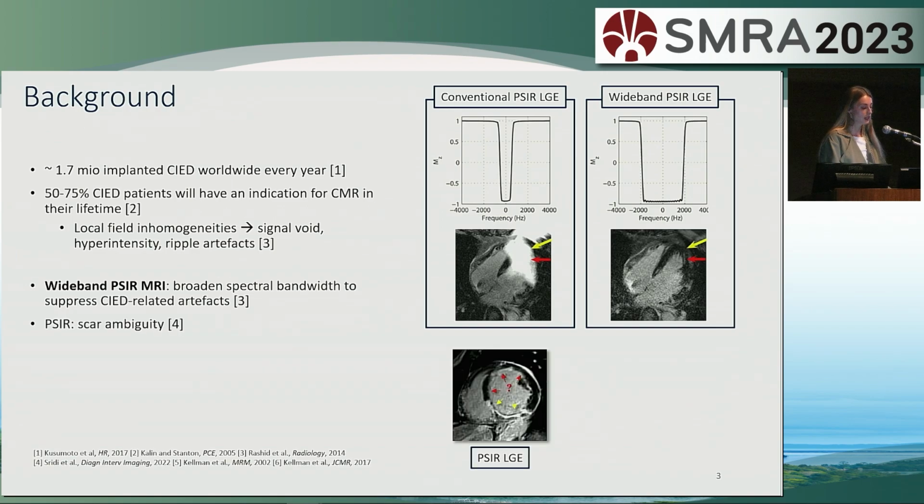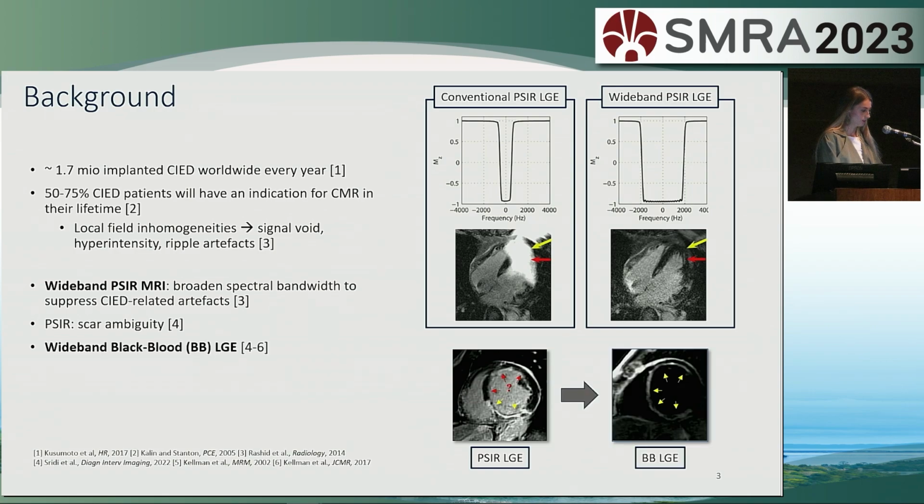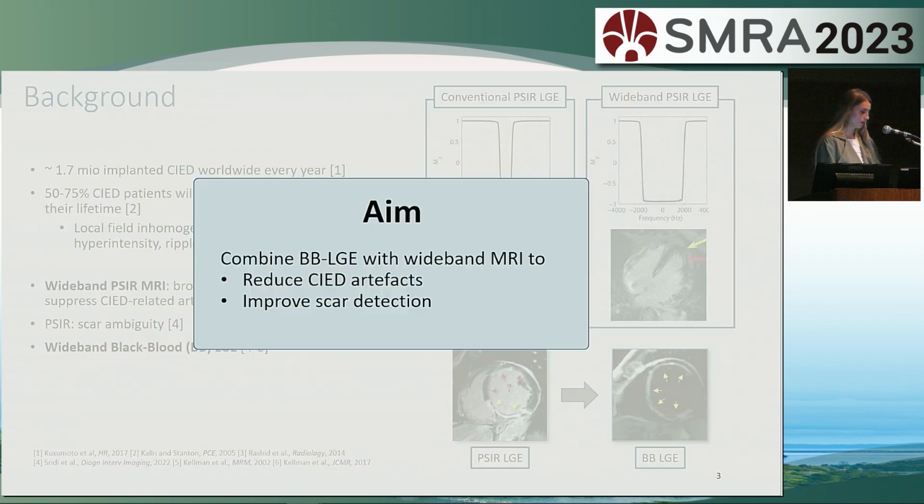However, PSIR provides a poor contrast at the scar-blood interface that can result in scar ambiguity, especially for subendocardial scars. Black blood imaging has been developed in order to improve the scar detection by simultaneously darkening both the blood and the healthy myocardium signals. The aim of my project was then to combine black blood LGE with wideband MRI in order to reduce the artifacts related to the cardiac device while improving the scar detection.